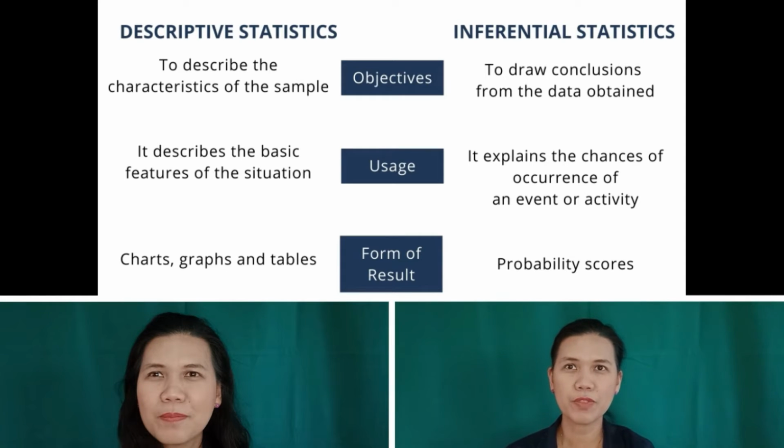To draw conclusions from the data obtained, it explains the chances of occurrence of an event or activity, like the risk, probability scores.